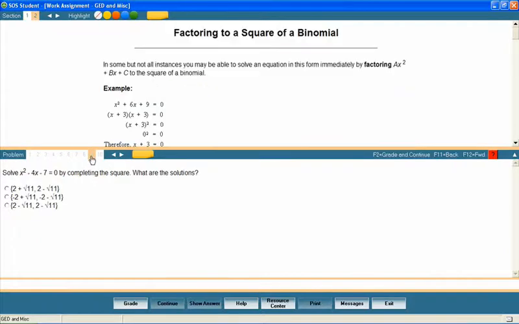Students are given the opportunity to reattempt questions that were missed the first time through the lesson. The lesson is complete when the student has all questions correct or has exhausted his allowed attempts.